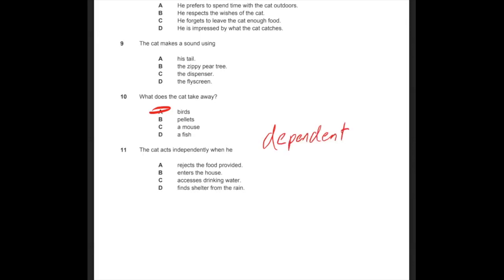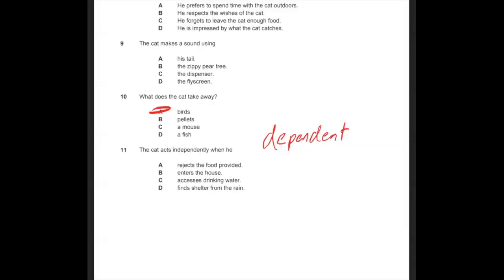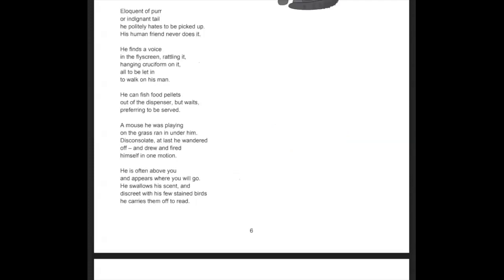So, rejects the food that he is provided. Okay, I don't recall the cat actually rejecting food at all. In fact, if we go back to the part where it talks about his food, it says he can fish food pellets out of the dispenser. So he can take the food himself, but instead he waits. He waits because he prefers to be served. Now, if you're being served by someone else, you're not independent. You're not doing things by yourself. It means you want them to do it for you. You're actually dependent. So that is not the answer to this question.